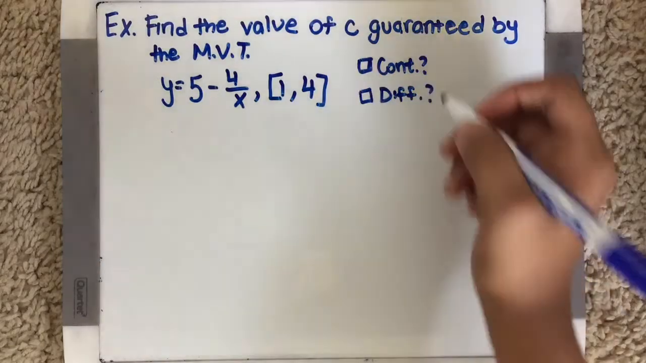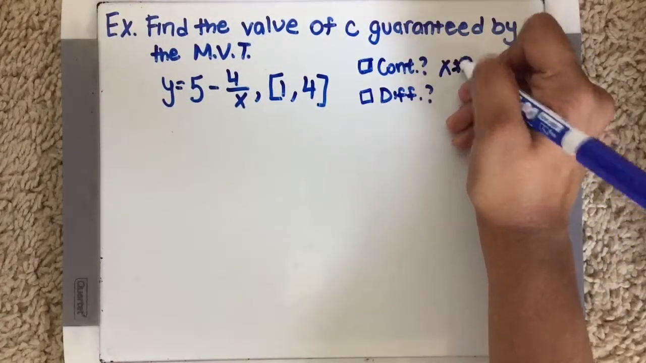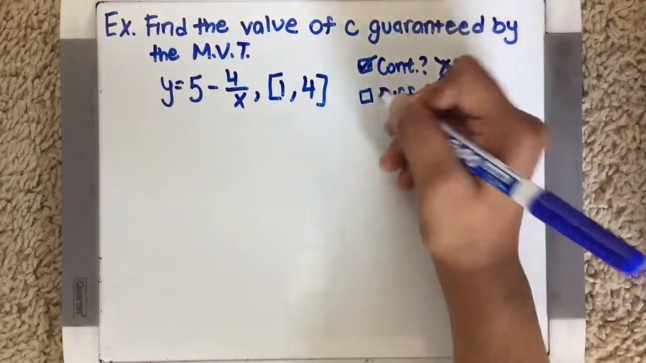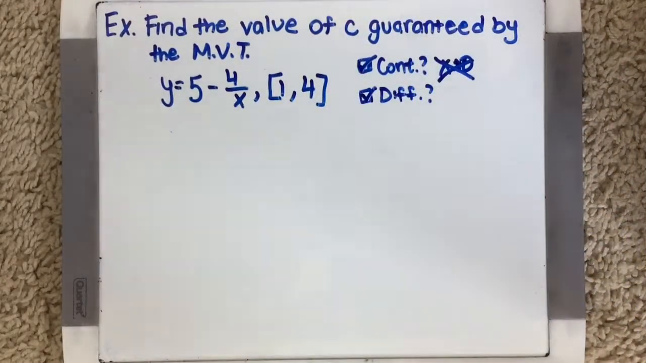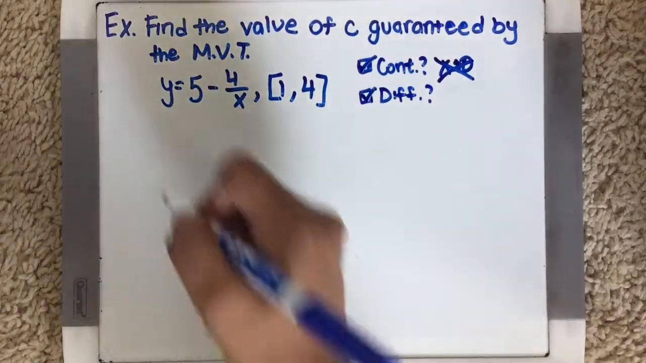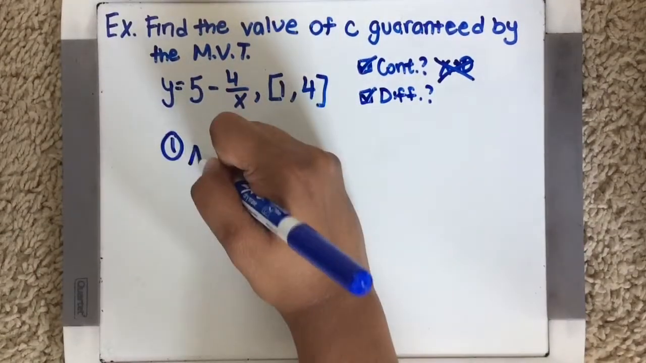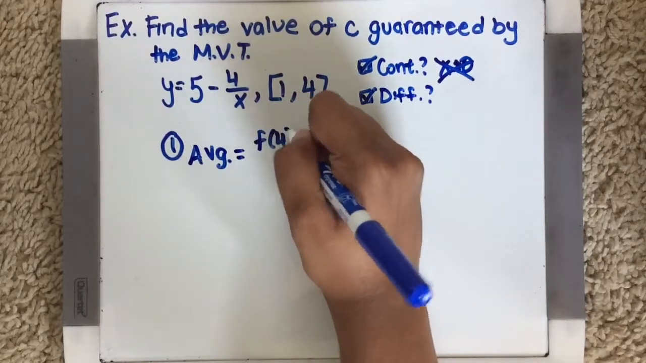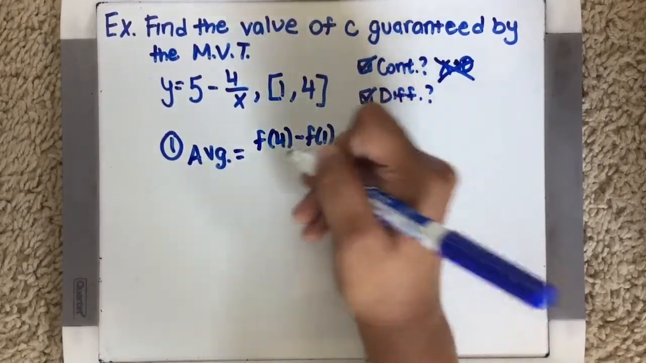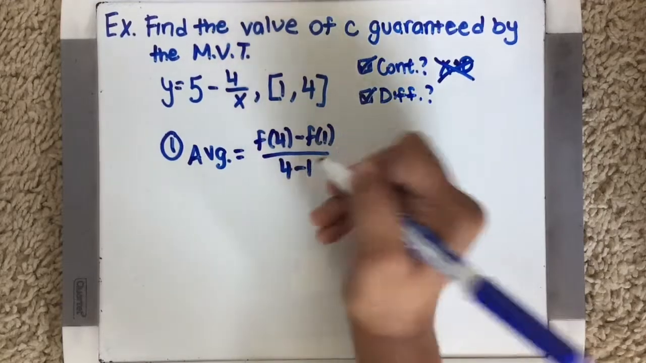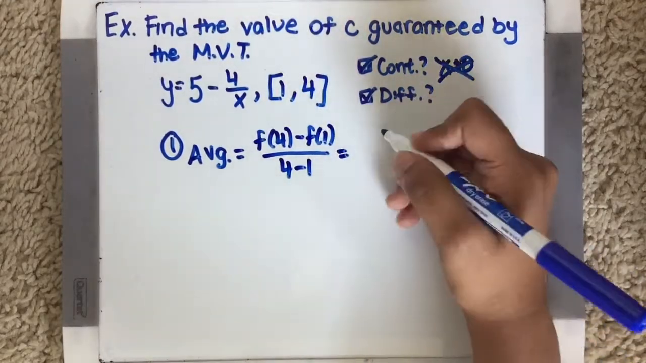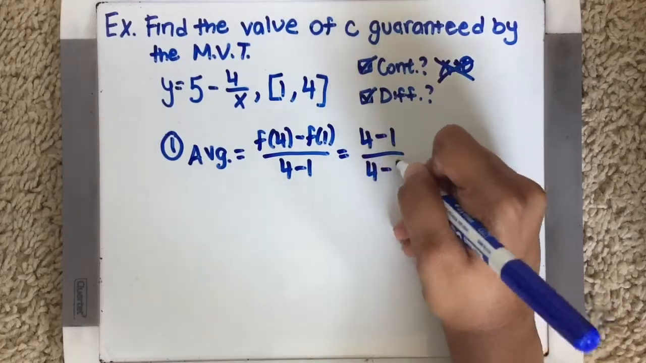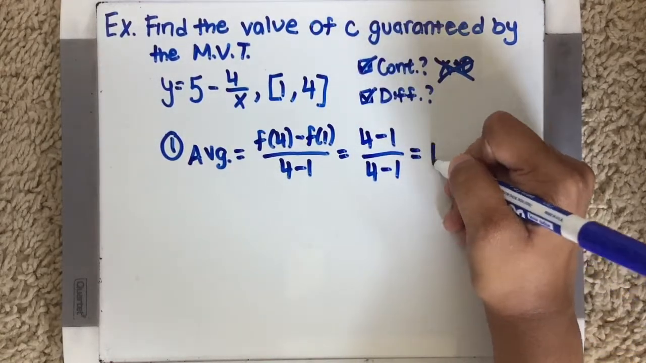In this example, we first have to check that the function is continuous. Well, the graph is undefined at x equals 0, but this isn't in the interval, so we can disregard, and the function is differentiable everywhere. Alright, the first step is to find the average slope. In this case, f of 1 is 1, and f of 4 is 4, so we can see that the average slope is simply 4 minus 1 over 4 minus 1, giving us an average slope of 1.